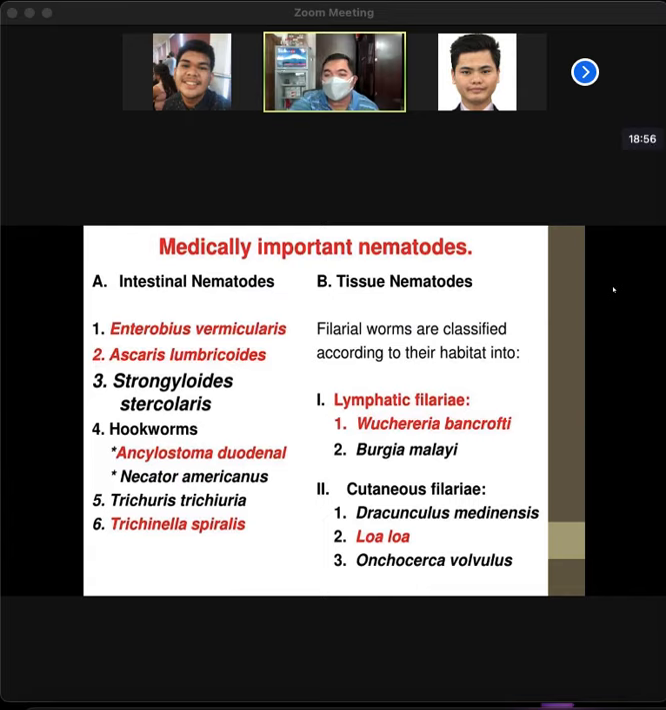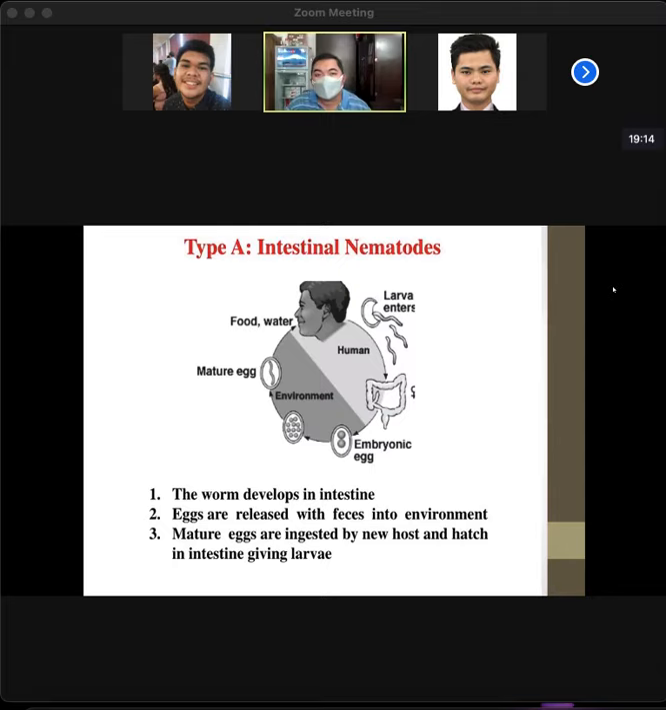Okay, so we have the Wuchereria area, and then we have the Brugia malayi. Or we have the cutaneous filariae: we have the Dracunculus medinensis, we have the Loa loa, as well as the Onchocerca volvulus.